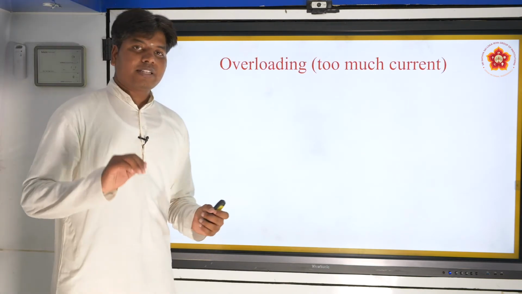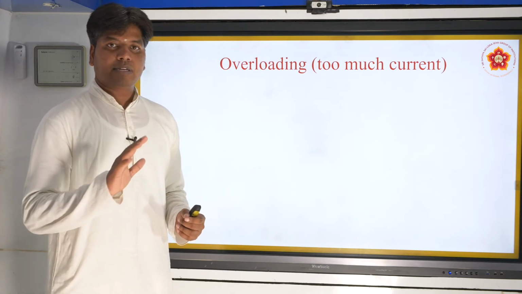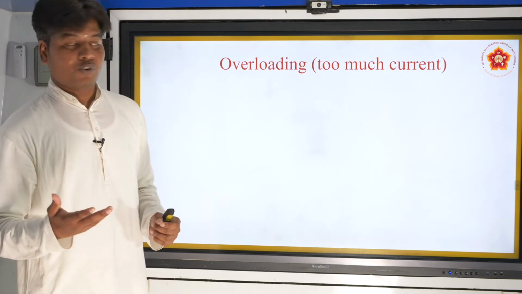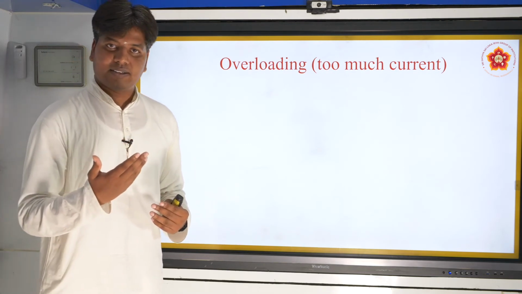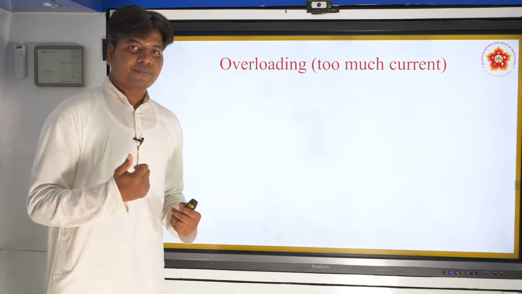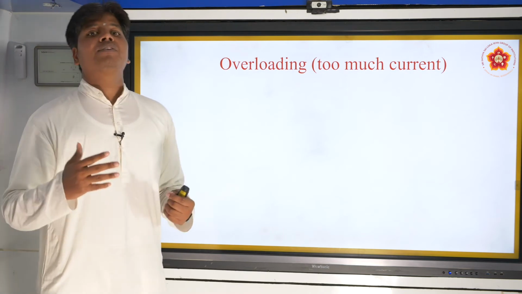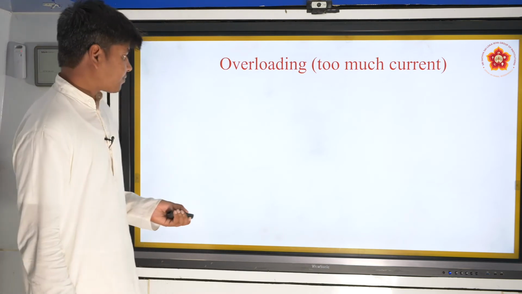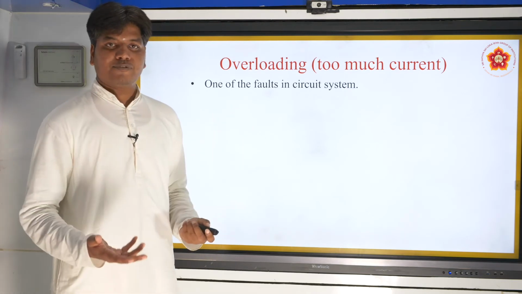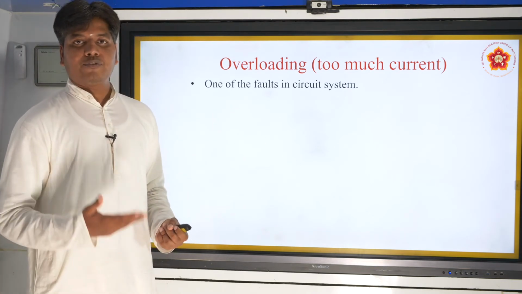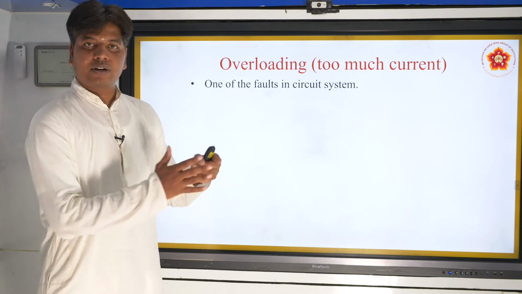Now, sometimes everything is fine. Sometimes you have excess of current. Overloading we call it. Overloading means what? Too much of current. Right? So what happens if you have too much of current? It is also called one of the faults. It is a fault in the circuit system, right? If you have overload, there is some fault in the circuit system.